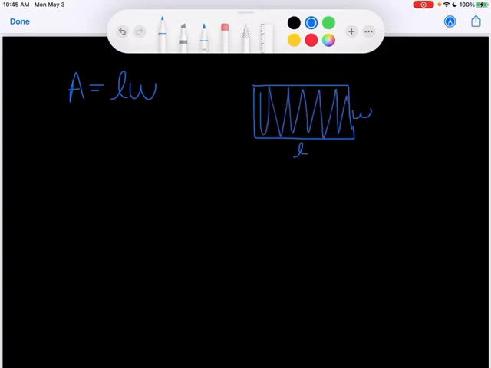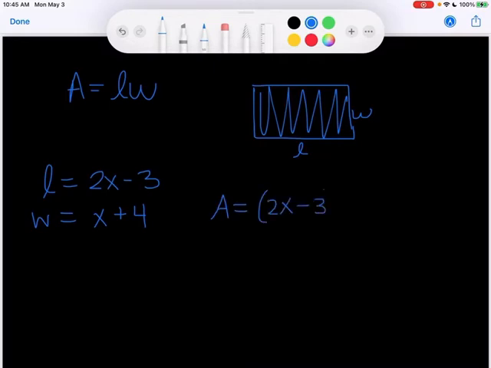So for example, let's say that we're given that the length of a rectangle is 2x minus 3, and that the width, which we let W represent, is x plus 4. And we're asked to find the area of the rectangle. We want to write an expression for the area, so we're going to multiply length times width. Well, our length is 2x minus 3 times our width, which is x plus 4. And so we're just going to distribute here.